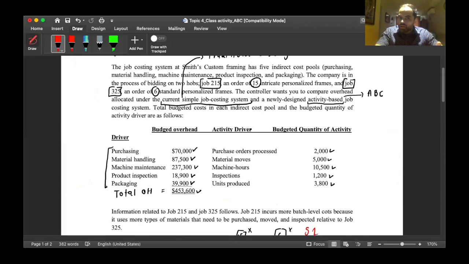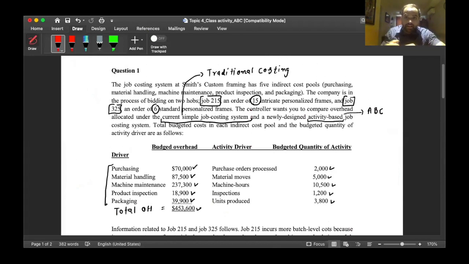You already know question 1, right? You have all the information. You have the cost pools. If you read in the beginning, you have 5 indirect cost pools: purchasing is 1, material handling 2, machine maintenance 3, product inspection 4, and packaging 5. So you have 5 pools. That's not the driver, that's your pool, right? 1, 2, 3, 4, 5, 5 pools.